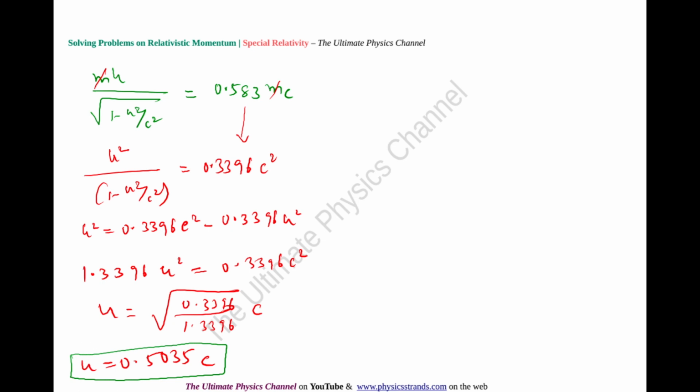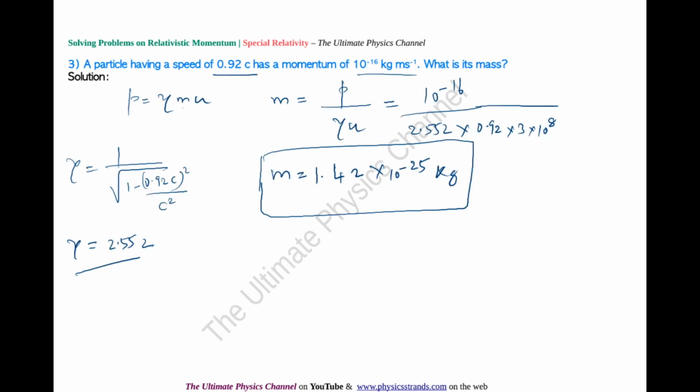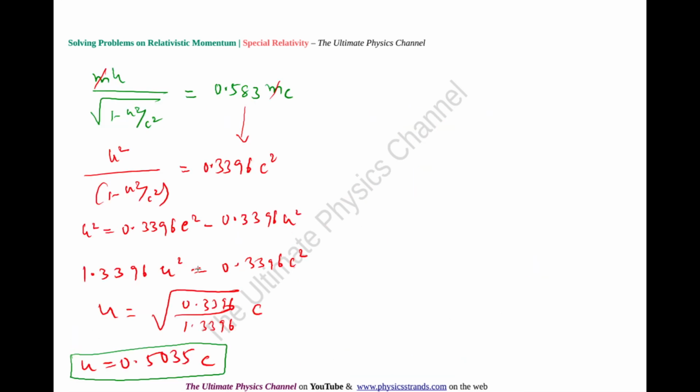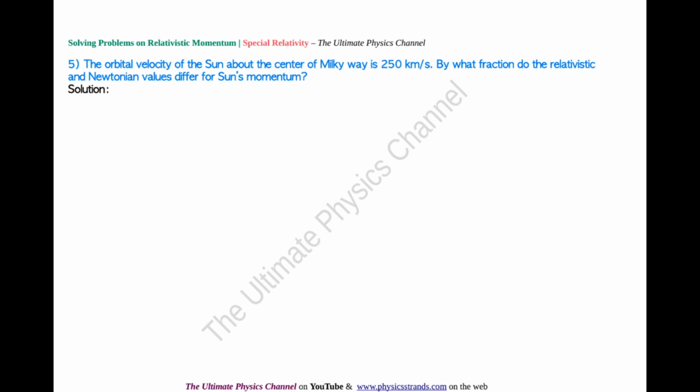Now I'm not going to complete the rest. The 10% increase and 100% increase in momentum can also be worked out in the same way, using the same procedure. Right. Let's move on to the next one.